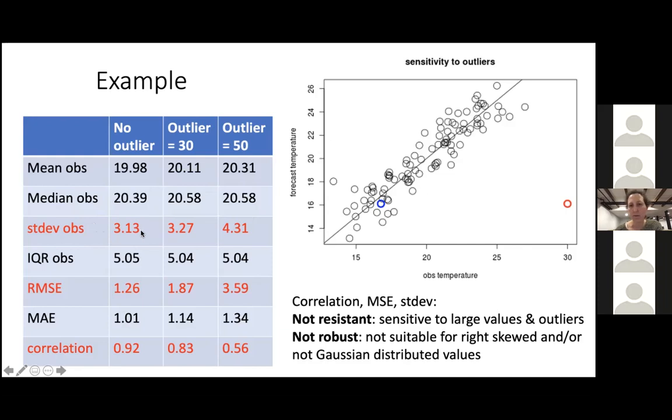This is just one value in about 100 points. So you see the standard deviation, for example, is 25% larger than without the outliers. The root mean squared error is the one that is affected the most. You see like 3.59. And also the correlation is very affected. So correlation, mean squared error, and standard deviations are not resistant, so they are sensitive to large values and outliers, and not robust. So they are not suitable for right skewed or in general non-normally distributed values.